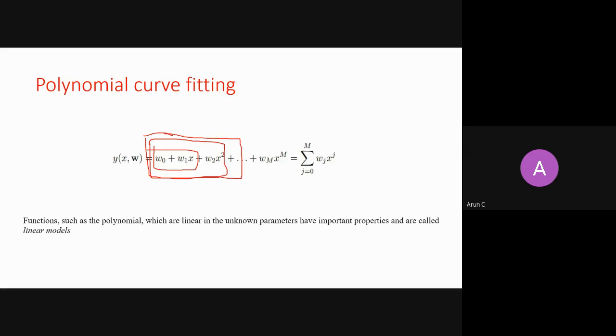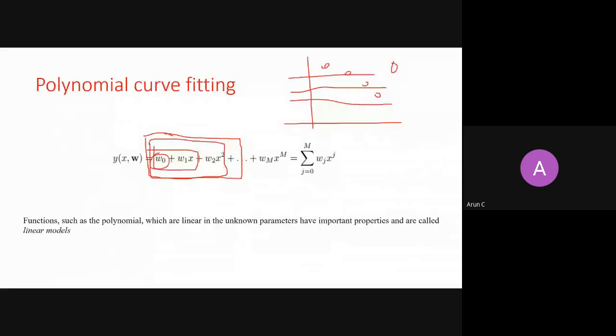If somebody says I want my m to be 0, then you are just fitting a constant horizontal line, right? It is just a constant horizontal line on the x and y scale. So these are some points, let's say, and you are fitting one of the horizontal lines, because this W0 will tell you only the intercept, and it will be constant for every value of x. So it means it's only a horizontal line.